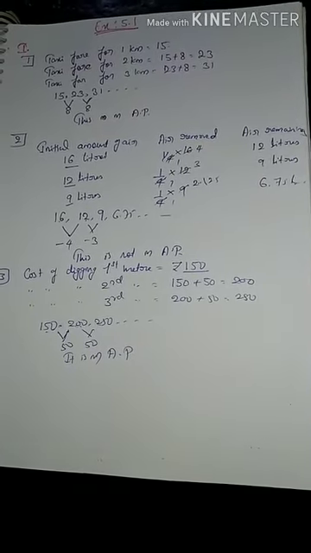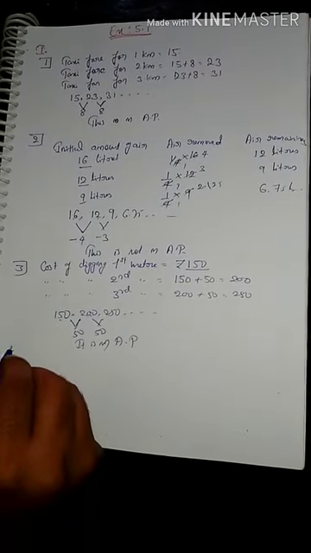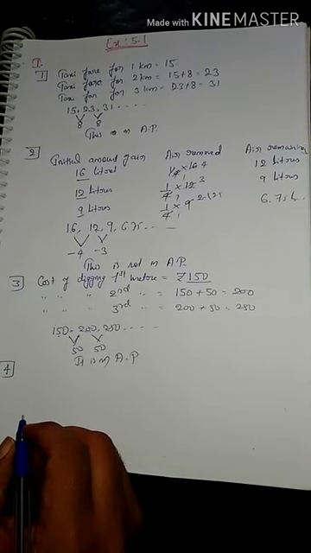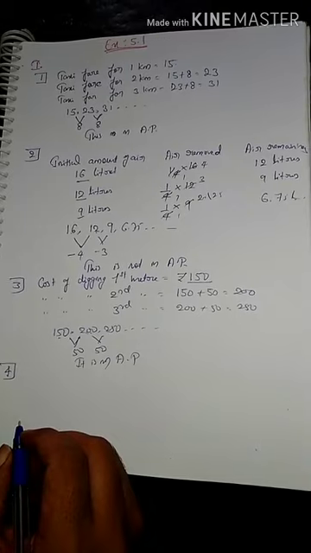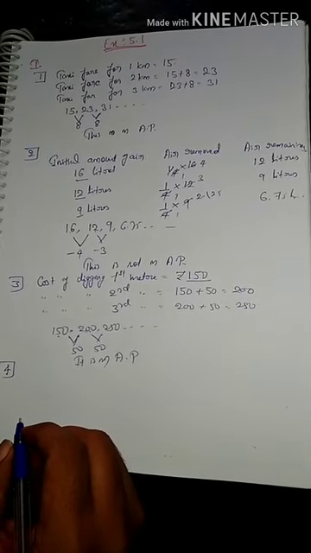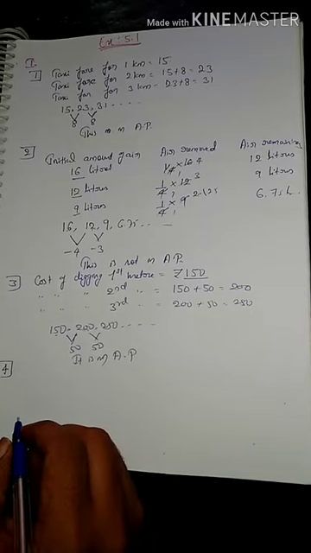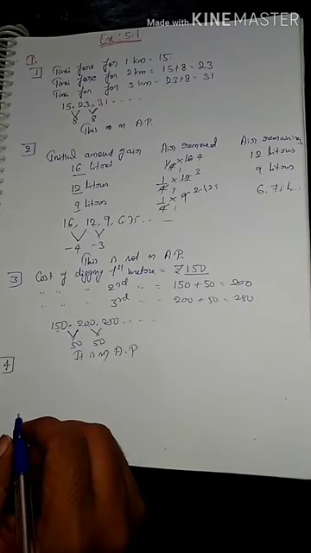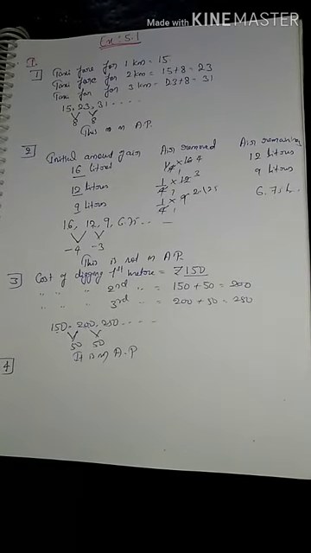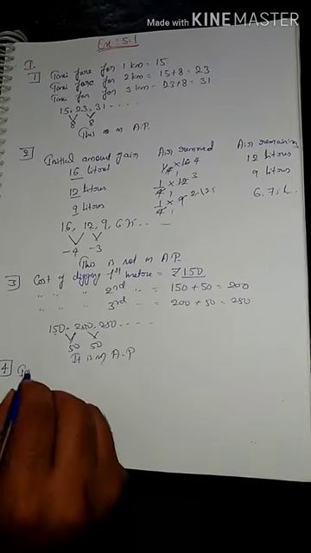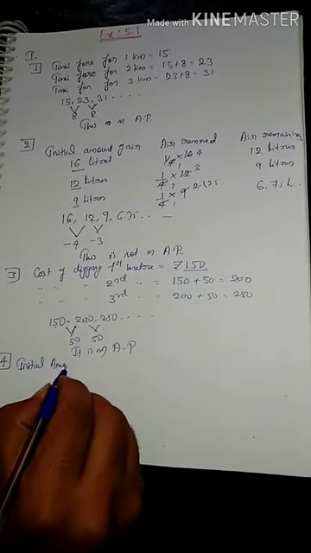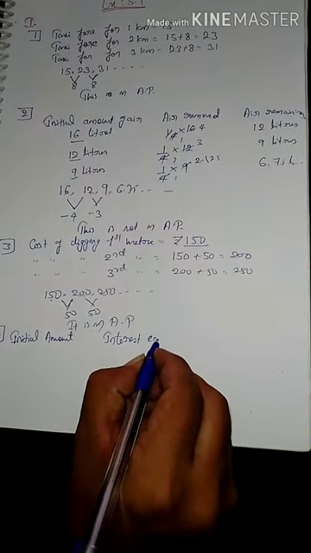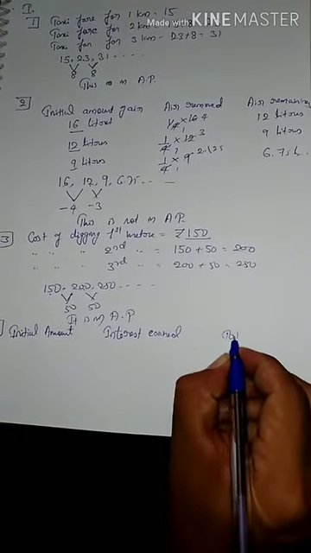The next, the fourth example. The amount of money in the account every year when rupees 10,000 is deposited at compound interest at 8% per annum. So once again I will repeat the question. The amount of money in the account every year when rupees 10,000 is deposited at a compound interest of 8% per annum. So first here the initial amount, or the principal amount, interest earned, and total amount.